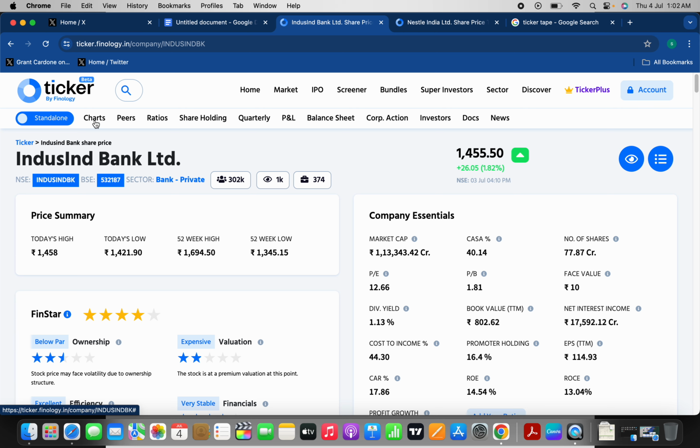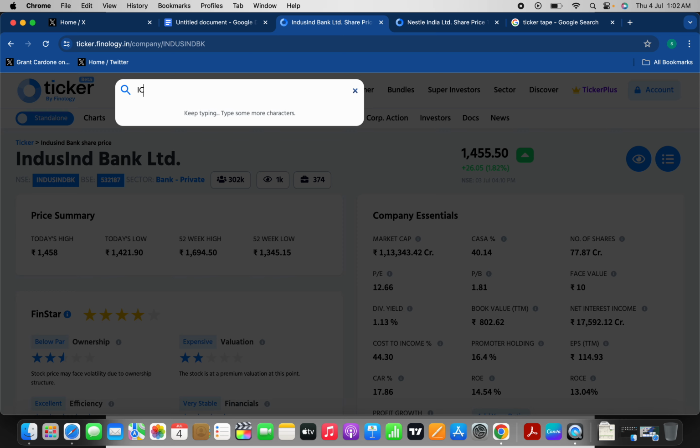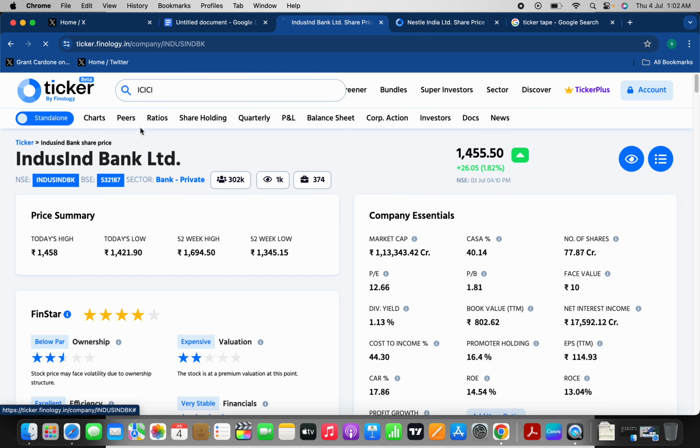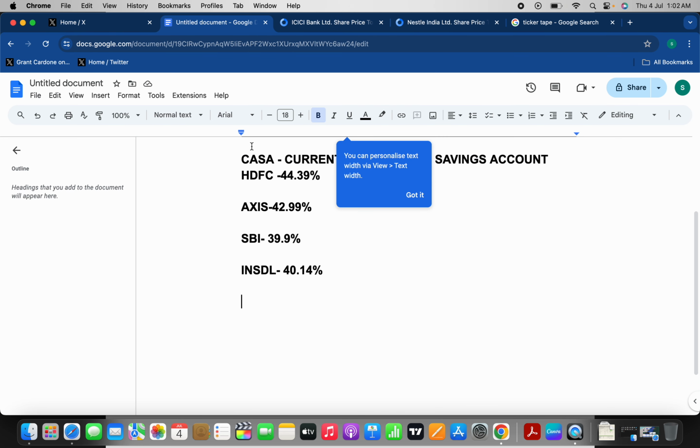Next, IndusInd Bank के बाद क्या आ रहा है? Next, you can see ICICI Bank. Big banks, 45.84% CASA. ICICI, 45.84%. Now, एक बात और मैं बोलना चाहूँगा कि these percentages differ with respect to time.